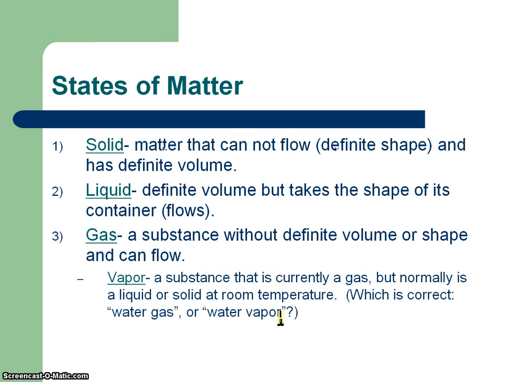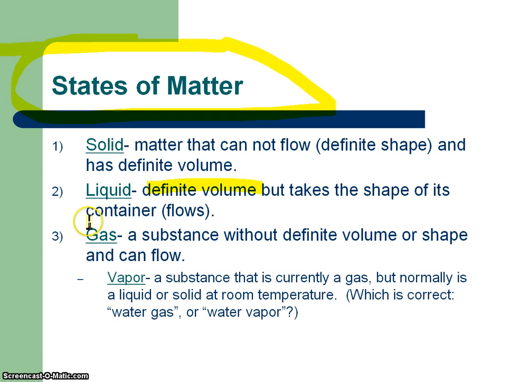And now another part of this section are the states of matter. Another objective. Solid is matter that cannot flow. It has a definite shape and has a definite volume. Particles do not flow over one another. Liquid, the particles do flow over one another. It has a definite volume, but it does not have a definite shape. It takes the shape of its container. And gas is a substance without definite volume or shape and flows over the other particles within it.